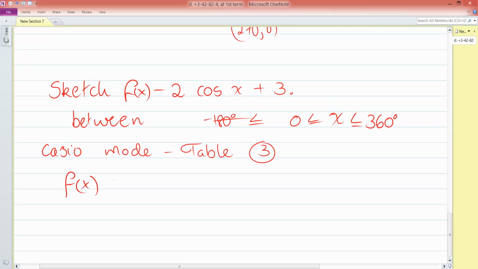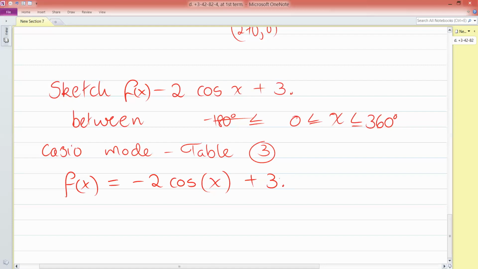Now, there's going to be something that says f(x) equals. With that f(x), I want you to type in -2 cos x, close brackets, then plus 3. If you don't close brackets, your answers are going to be wrong, okay? So -2, press the cos function. Automatically when you press cos, it's going to have a bracket.